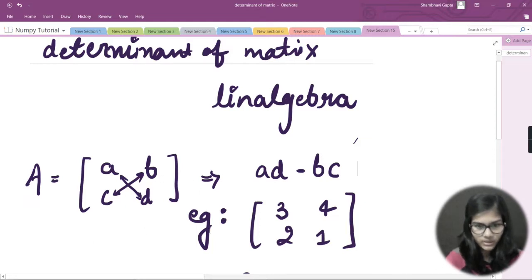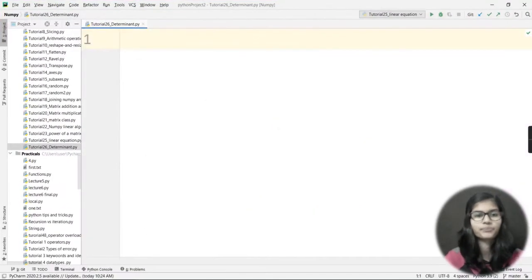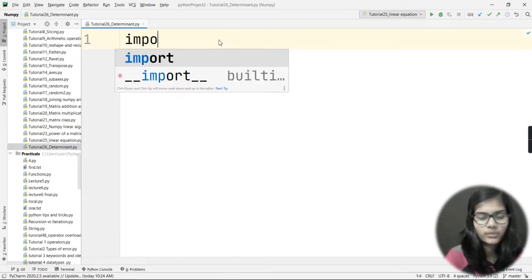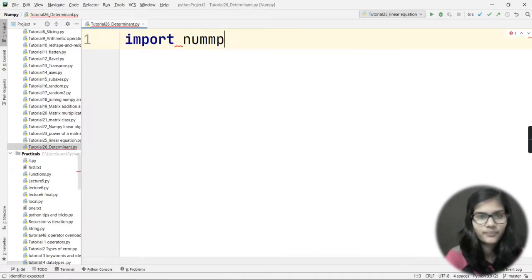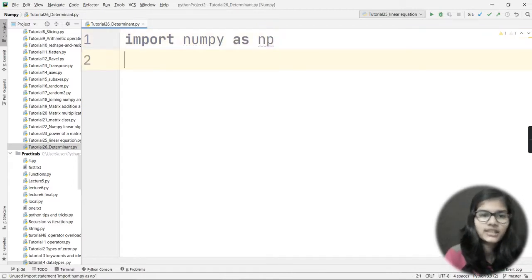That's it. So let me quickly open PyCharm. Okay, so this is PyCharm and now here I'm going to write the program. I would write import numpy as np, right? So import numpy as np. This is importing the library which I am going to use for finding the determinant of a matrix. That is numpy, and this np is a short form which I have given to my library, numpy.